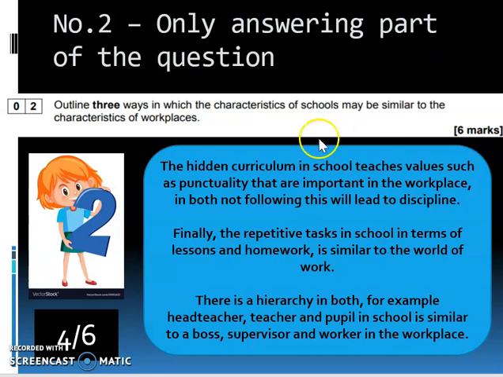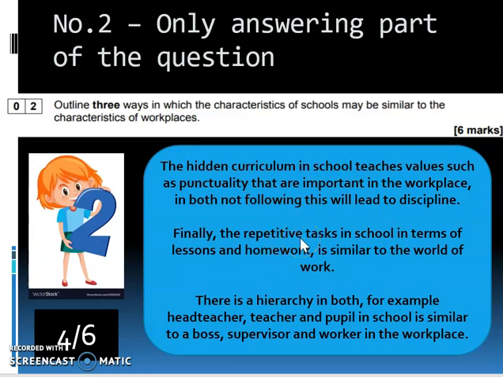They correctly identify that the school teaches values such as punctuality, which is important in both, but they've got to give the characteristic of the school and the characteristic of the workplace. So they needed to indicate that punctuality, for example, will lead to discipline in school, which would be maybe a detention, and in the workplace, it could have been your wages being docked.